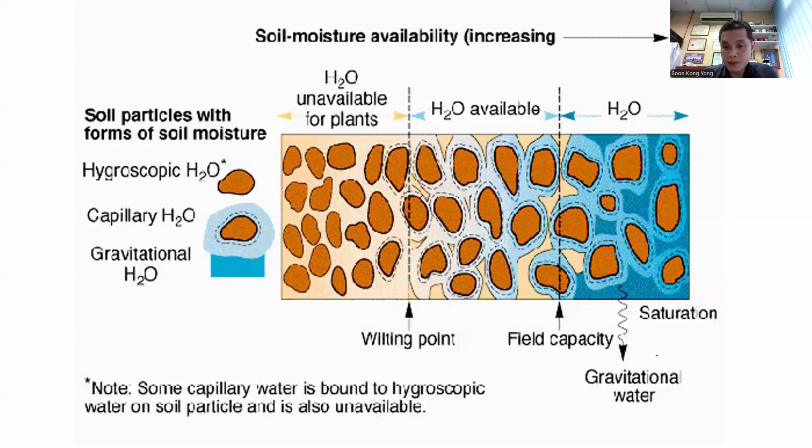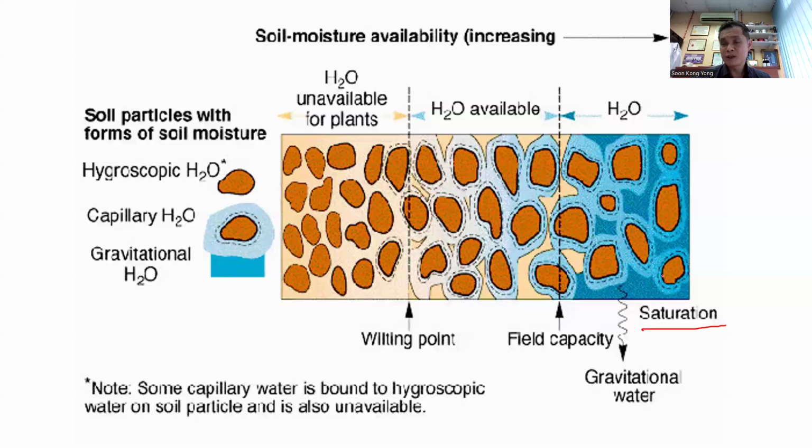Anyway, let's move on. So this is how it looks: the condition of the soil and also the content of water. When the soil has the most water, it has all types of water: hygroscopic, capillary, and gravitational. So literally all the pores, all the rooms inside the soil particles, are filled with water. And at this state, we call it saturation. Saturation means they're full of water.